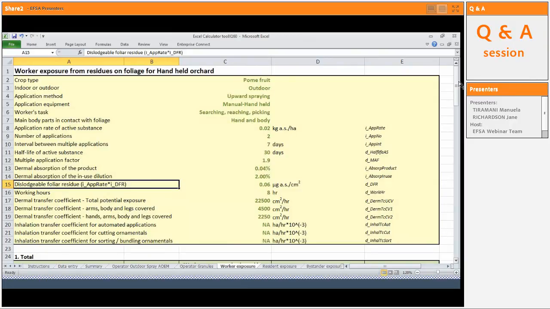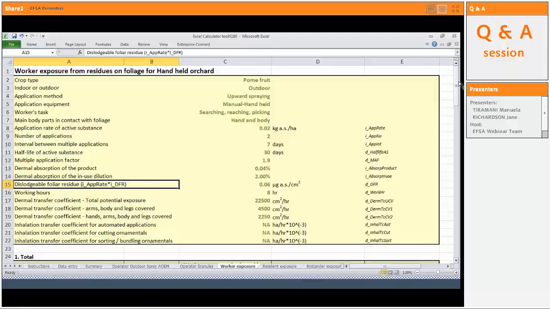But in principle, as we did a lot of work in trying to recover data, finding data, and having the best calculator possible in terms of availability of data, we would really welcome having new data.